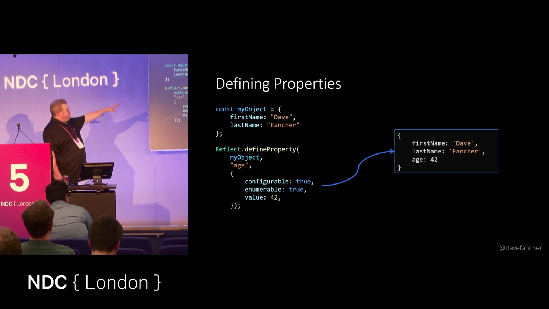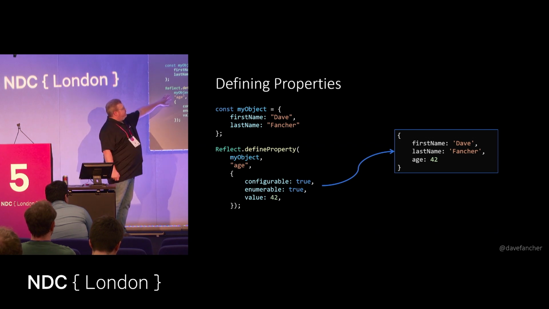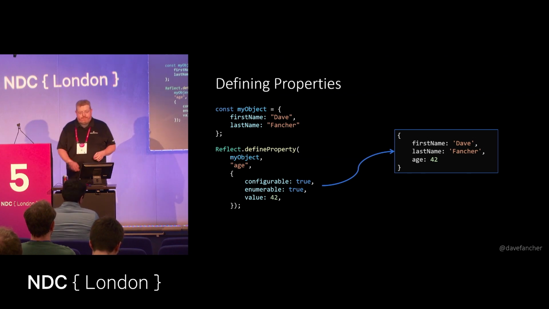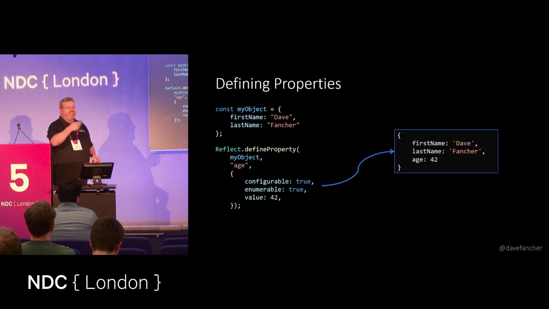So if we look at this, instead of calling object define property, we're calling reflect define property. We're telling it what object to affect, which one we're going to mutate, what our new property is, and then we have that descriptor with our configurable true, enumerable true, and our value. And it does exactly the same thing, but it does it in a little bit more consistent way.